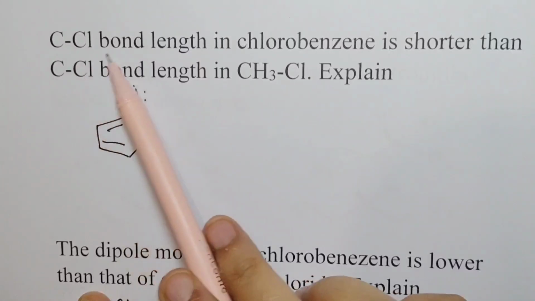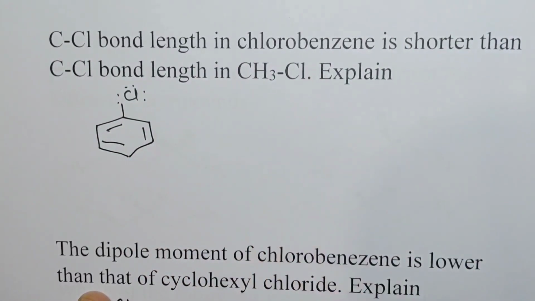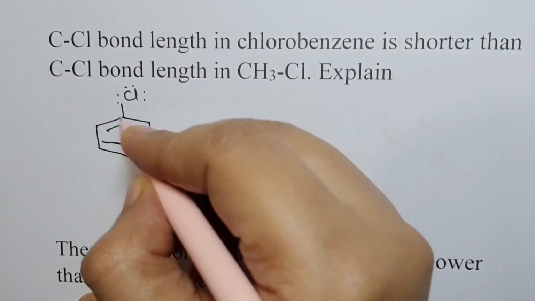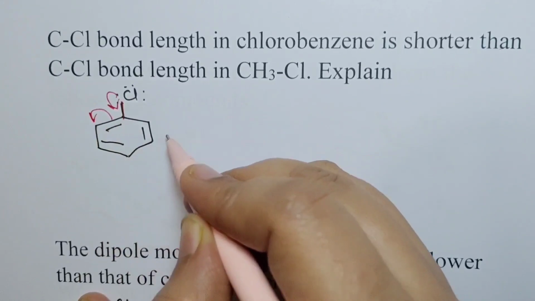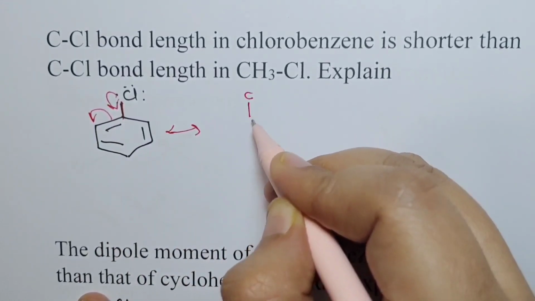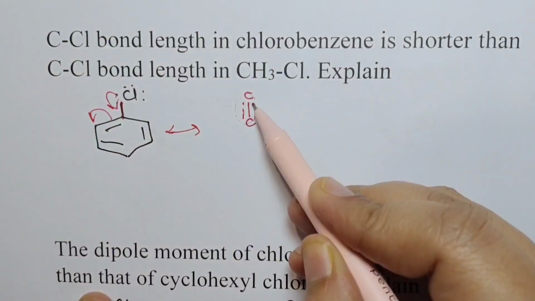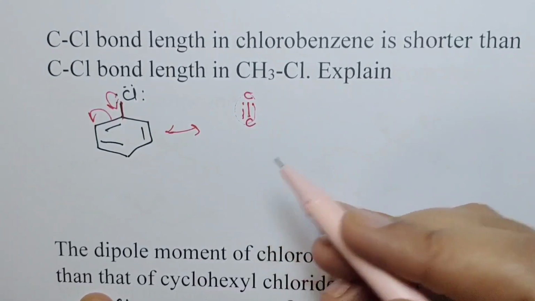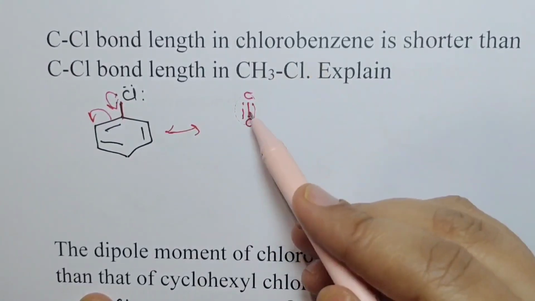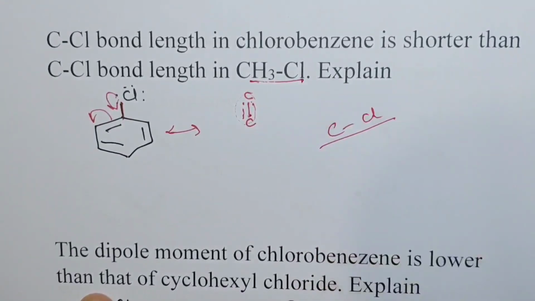Moving on, C-Cl bond length in chlorobenzene is shorter than C-Cl bond length in chloromethane. So in chlorobenzene, this C-Cl bond is shorter. This is obviously shorter because resonance takes place and this C-Cl bond acquires a double bond character. And since double bond is shorter than single bond, even partial double bond would mean that this bond would be shorter than single bond, although longer than double bond. But still, it would be shorter than the single C-Cl bond, which we have in chloromethane.